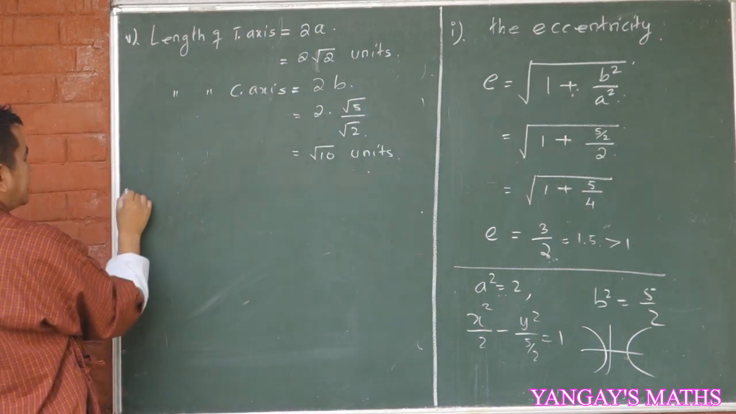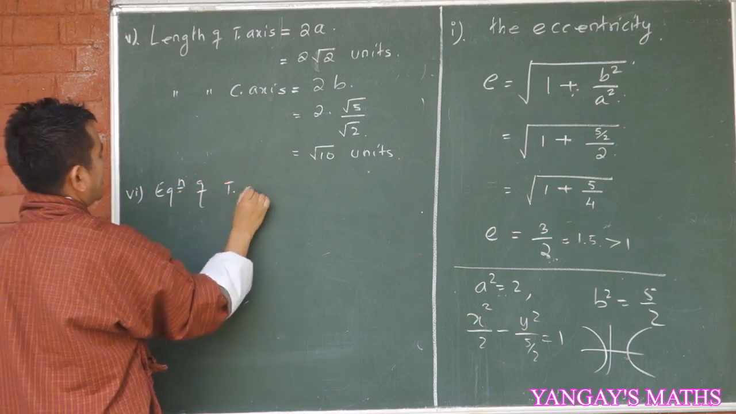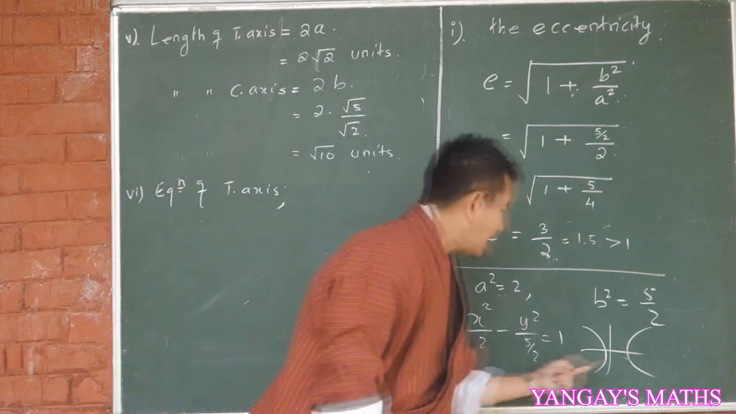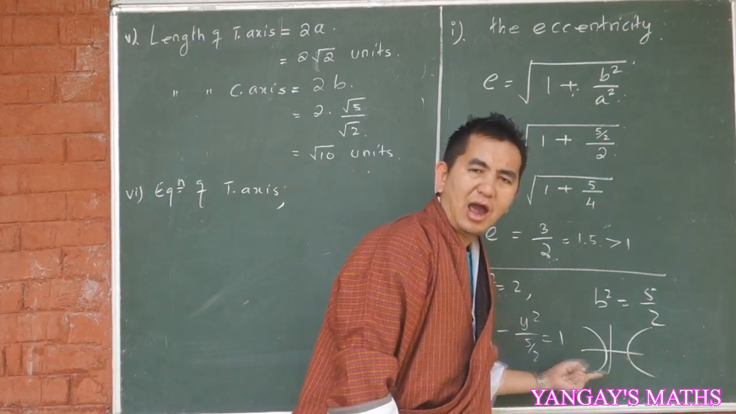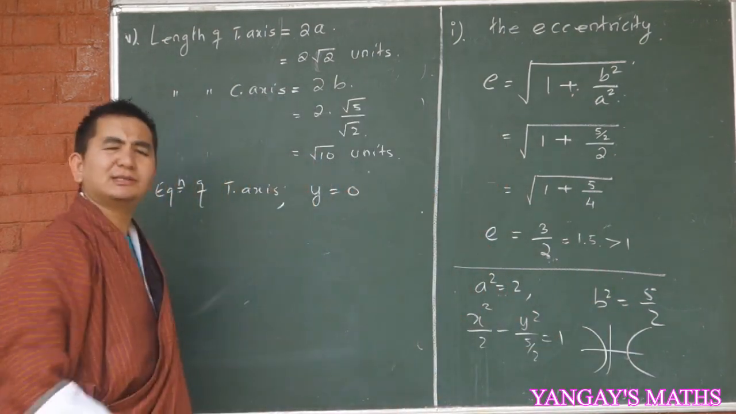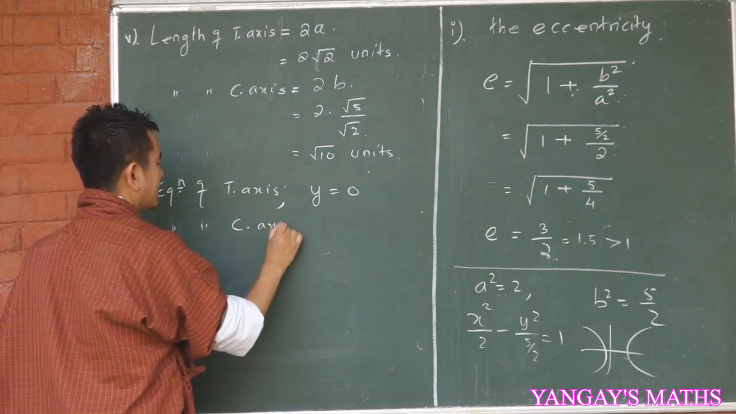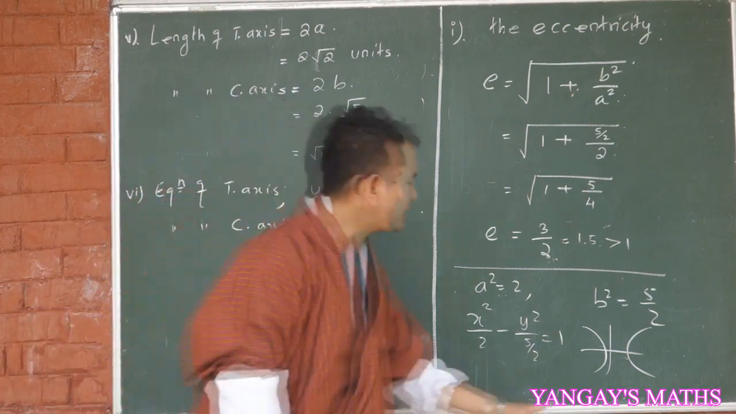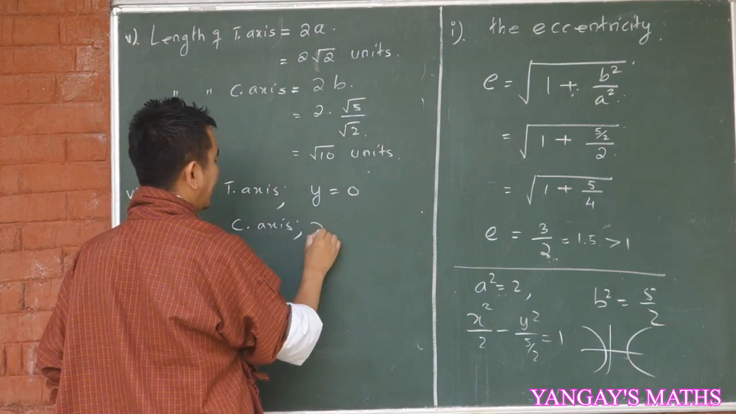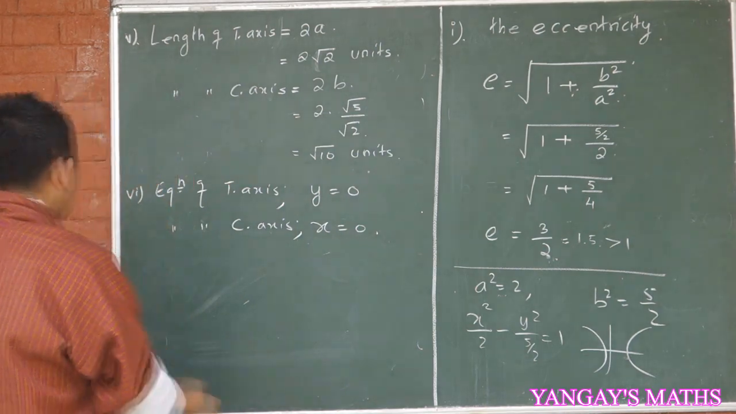Okay? Now number 6, equation of the transverse axis. The transverse axis is along the x-axis. It does not lie on the y-axis, so that is y is equal to 0. Simple as that, similar to the ellipse. Equation of the conjugate axis. The conjugate axis is along the y-axis. It does not lie on the x-axis, so x is equal to 0. That becomes the equation of the transverse and conjugate axis.